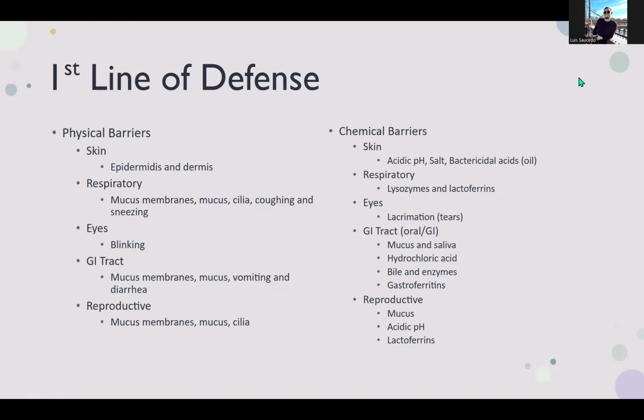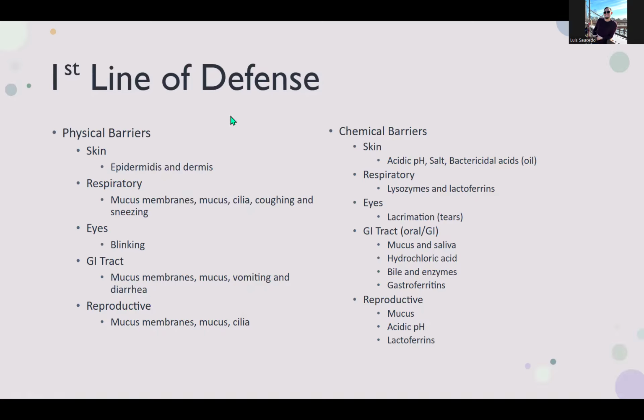Okay, so the immune system is divided into three layers of defense. You have your innate immune system, which is primarily your first and second line of defense, and then you have your adaptive immune system, which is your third line of defense. The first line of defense is fairly simple. It is the body's attempt to keep foreign pathogens out of the body. That is done with primarily physical and chemical barriers.